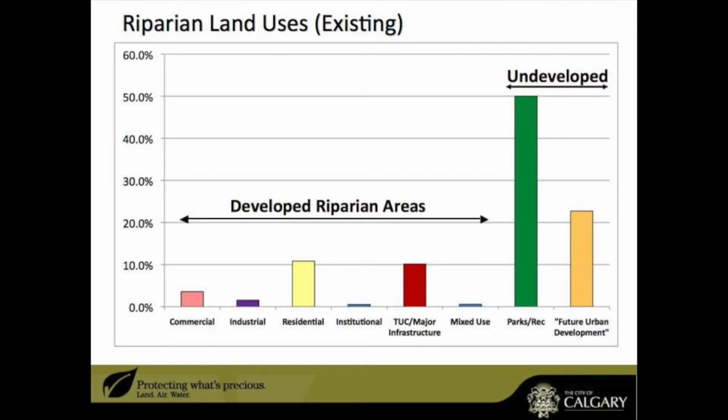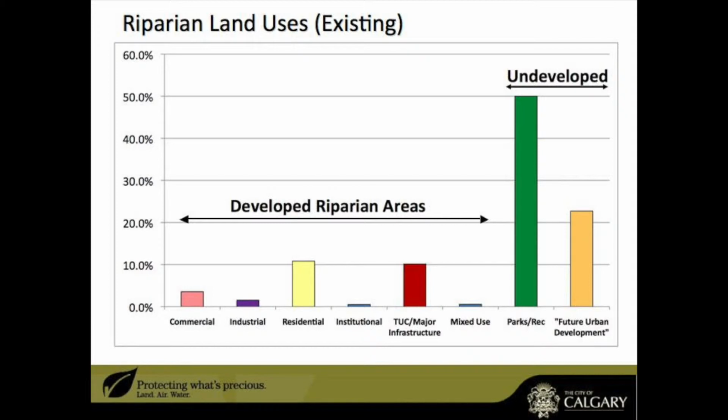And then we had different ways of rolling up these statistics into, okay, where are the developed riparian areas? What are the key land uses? And you can hone in on different areas, like Nose Creek has a lot of industrial development. Elbow River obviously has no industrial development, but a lot of residential development. But just grouping them together, we have these categories: commercial, industrial, residential, institutional, transportation and utility corridor, or other major infrastructure like railroads. Deerfoot Trail, I think, fell into that category. And then mixed use, a very small component. All of those are considered developed riparian areas.